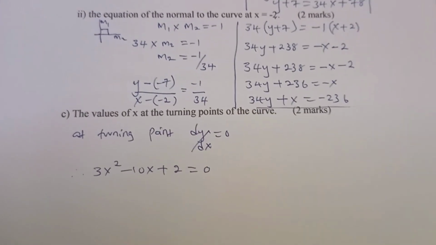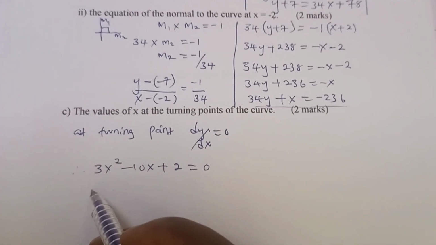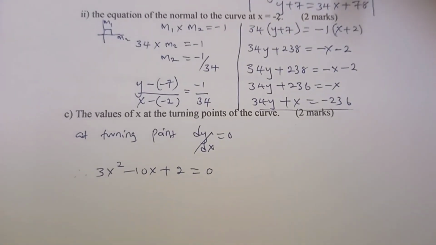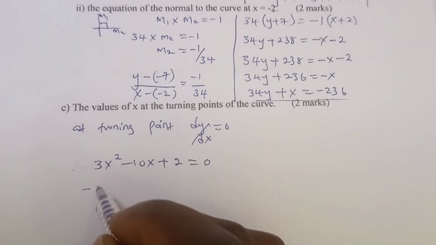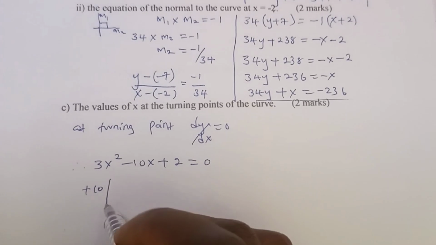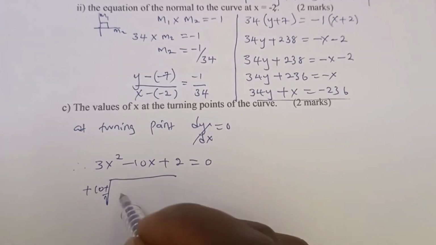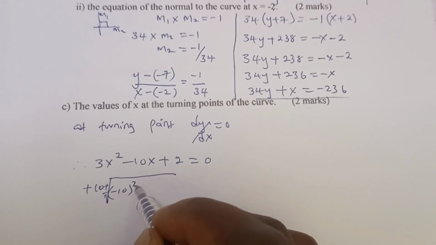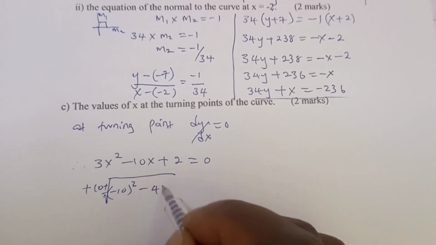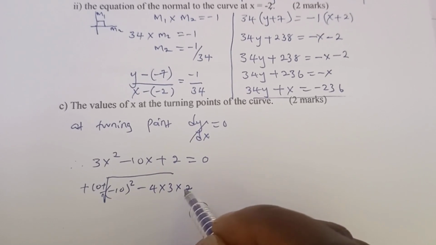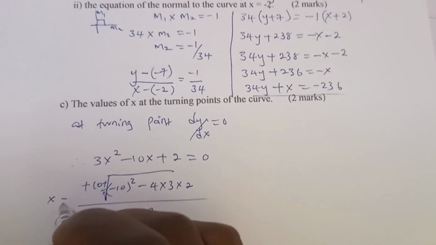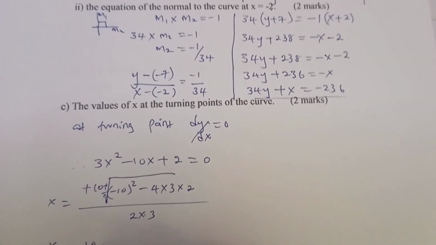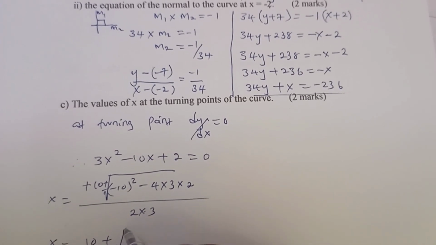So we are talking about the equation of the gradient equated to 0, since at a turning point the gradient is equal to 0. So minus b plus or minus the square root of b squared minus 4ac, so 10 squared minus 4 times 3 times 2, divided by 2a, so divided by 2 times 3, to get the value of x. So it's going to be either a negative or a positive value.